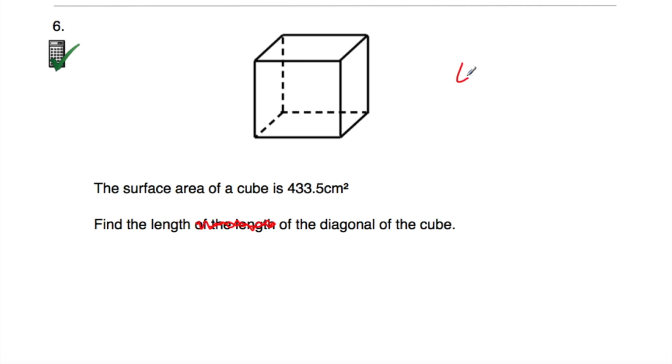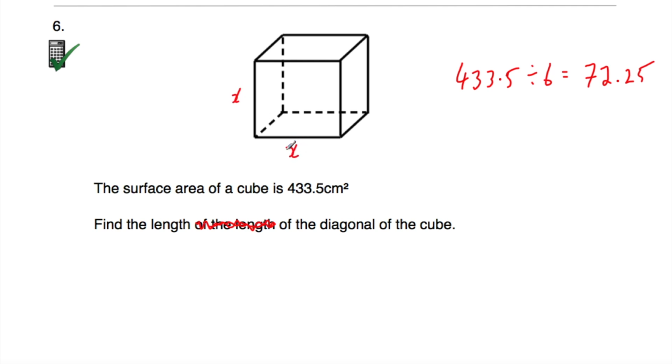So if we take the 433.5 and we divide that by 6, that will tell us the area of one of the faces of this cube. 433.5 divided by 6 is equal to 72.25. So that means the area of one of the faces of this cube is 72.25 centimeters squared. Now that's the area of one of the faces. So let's just focus on the front of this cube here. The area of the front of this cube is 72.25. That would be the length times the width.